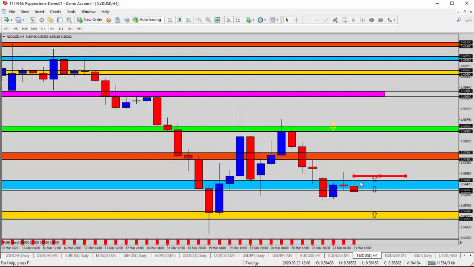So we're looking for shorts under the blue zone, targeting lower levels in the direction of the long-term trend. We're targeting historic levels on the way down through the yellow zone. The risk right now is back above the blue zone for the New Zealand dollar.